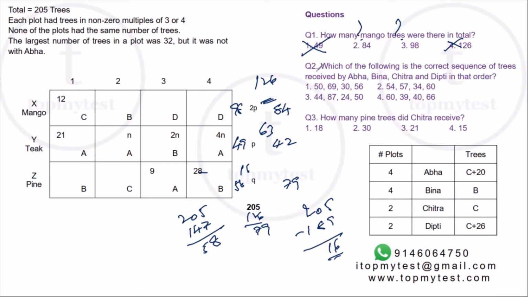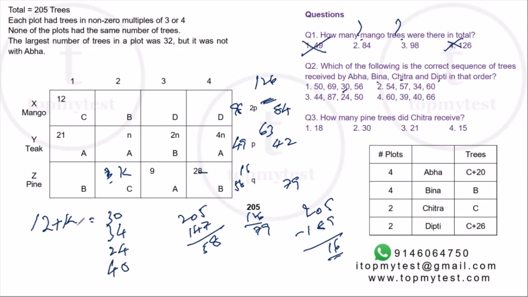Question number 2 says which of the following is the correct sequence of trees received by Abha, Beena, Chitra, Deepti. And the third one says how many pine trees did Chitra receive? Pine trees. So this is the only thing which is missing here. Now if you combine these two, second and third, we know Chitra has 12 plus, let's call this K. Number of trees with Chitra is 12 plus K. And what are the options? 30, this is 34, this is 24, and this is 40. Right, one of these two has to be the value of K.